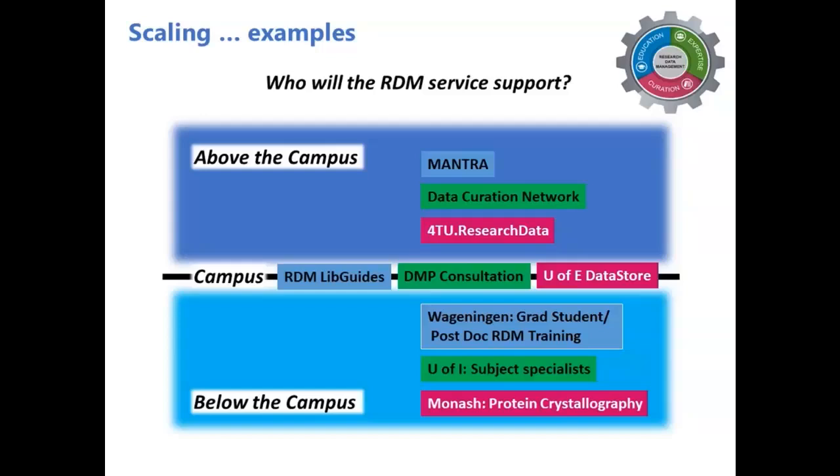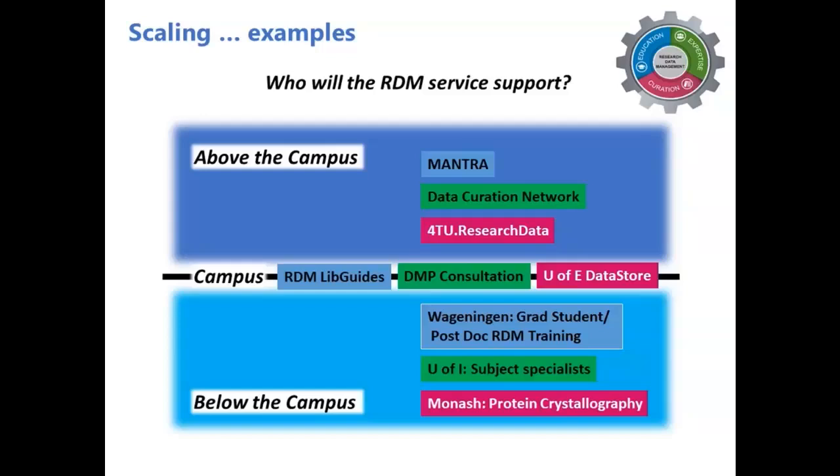For expertise, think about the data curation network that I mentioned a few slides ago. This is an example of an above-the-campus expertise service where expertise is pooled and shared by multiple universities. And then for curation, 4TU Research Data, which I also mentioned earlier, that's the data repository that's used by any researcher affiliated with four Dutch technical universities who collectively form the 4TU consortium.